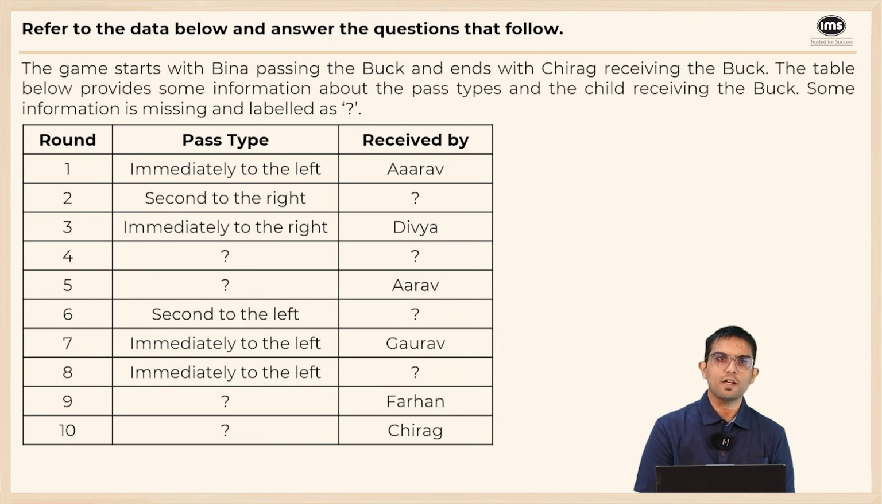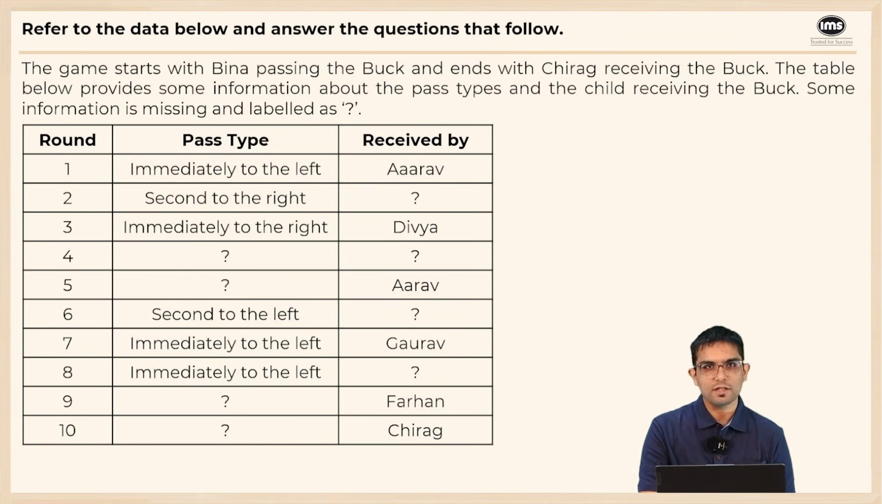So if you can understand, in round 1, of course, it starts with Beena. So Beena would have started passing the buck. She would have passed it immediately to the left and it was received by Arav. In the second round, Arav passes it to the second to the right and it is passed to whom, we don't know. That's a question mark. So this is what the set indicates. Now let's try and solve this set.